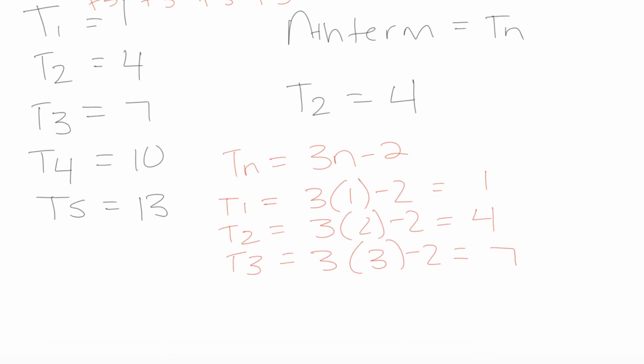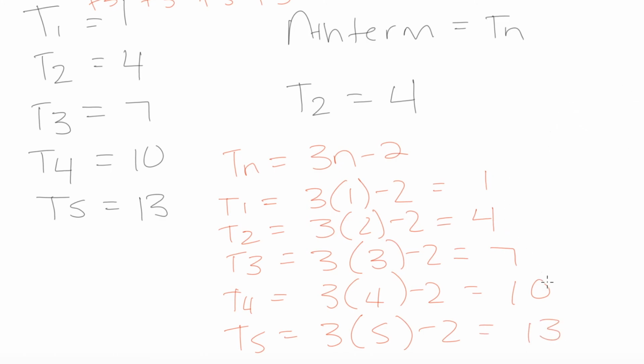And we can give ourselves a little bit more room here. Let's try that with T4. T4 would be 3 times 4 minus 2, which is 10. And T5 would be 3 times 5 minus 2, which is 13. And if we look at this, 1, 4, 7, 10, 13, that is exactly our sequence here, 1, 4, 7, 10, 13. So we have actually found a general formula for the following sequence, and that formula is 3n minus 2. And because of this, we can use this formula now.